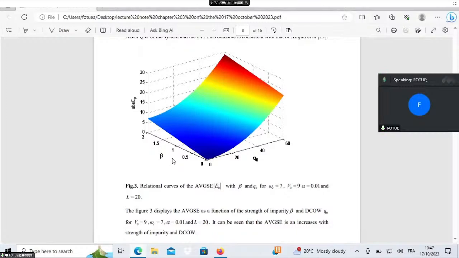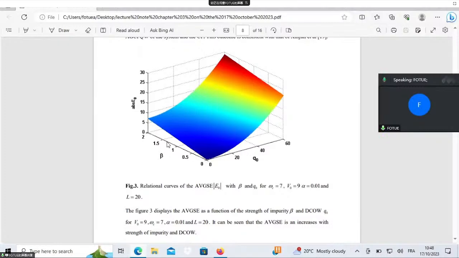What is happening after this lecture? Let us see in this direction. We are increasing the impurity. As we increase the impurity, the absolute ground state energy is also increased. As we reduce the impurity, the absolute ground state energy is reducing. As I said before, increasing the impurity increases the number of phonons.